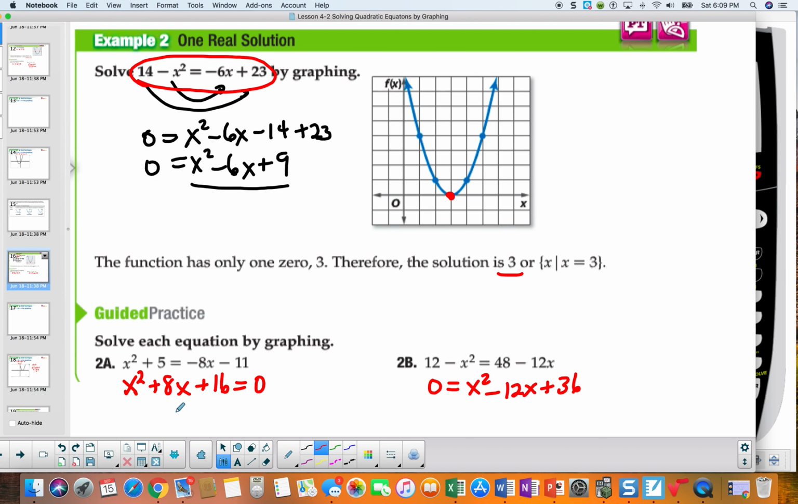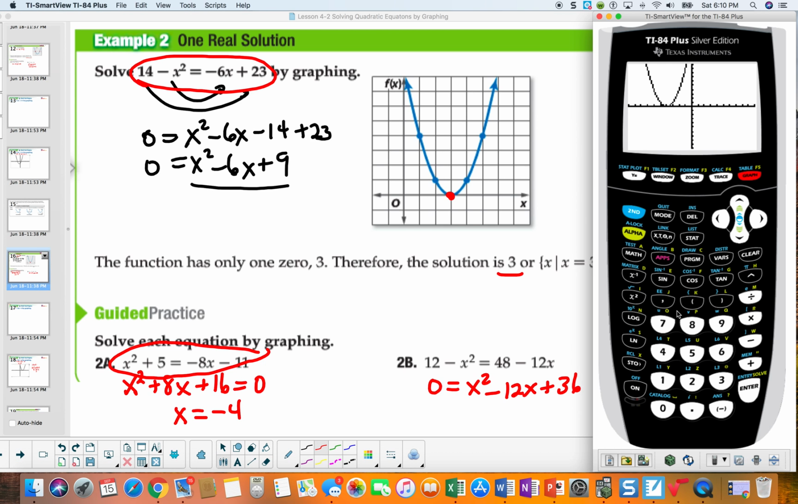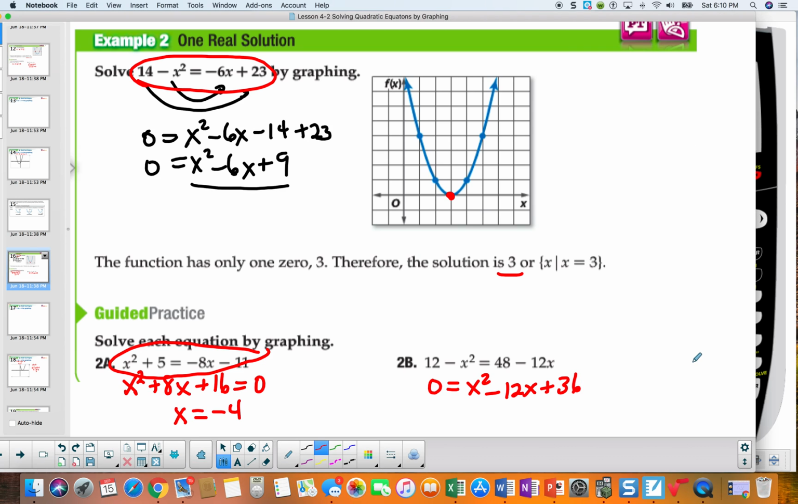So the answer is x is equal to -4, and that's the solution for this equation. All right, let's go to the next one, and I'm going to go to y equals, bring it down, turn it off, turn it on, and then graph. And it looks like it's going to be 1, 2, 3, 4, 5, 6. So it looks like it's going to be x is equal to 6, only one solution.